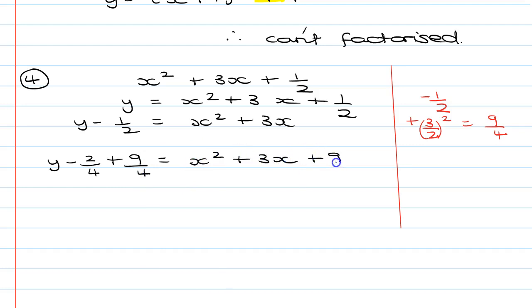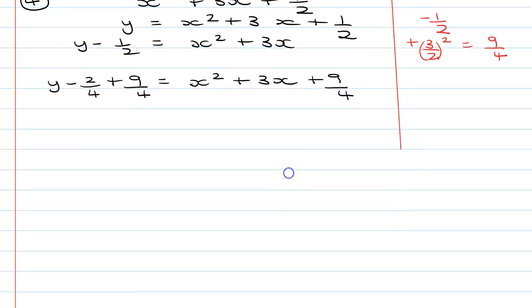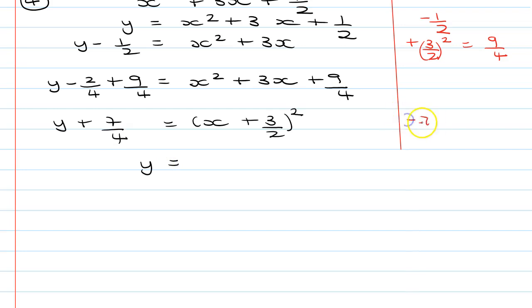Now the right hand side is a perfect square, so that is factorized as (x plus 3 over 2) squared. And the left hand side, now it's easy to simplify because I've made the denominators the same, is just y plus 7 over 4. And to make it in completed square form, I'm going to subtract that 7 over 4 to get y equals. So I get y equals (x plus 3 over 2) all squared minus 7 over 4.